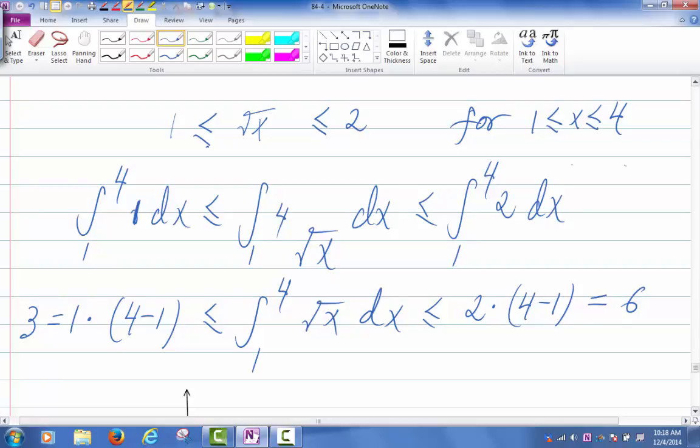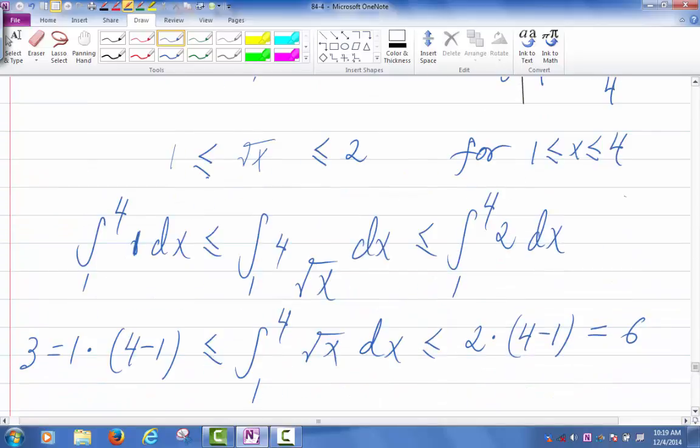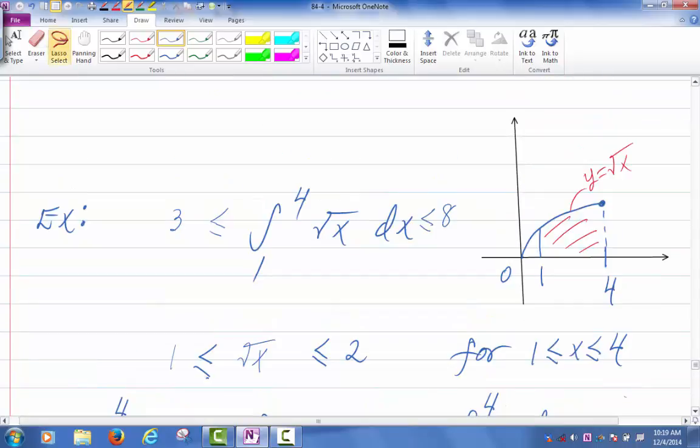What's the integral of 2? Well, that's 2 times 4 minus 1, which is 6. So what can I say? I can say that this integral that I had is between 3 and, 6, sorry, 6. So I know that the value of this integral is between 3 and 6. That's just a crude estimate by using an upper bound and a lower bound for the function root x.